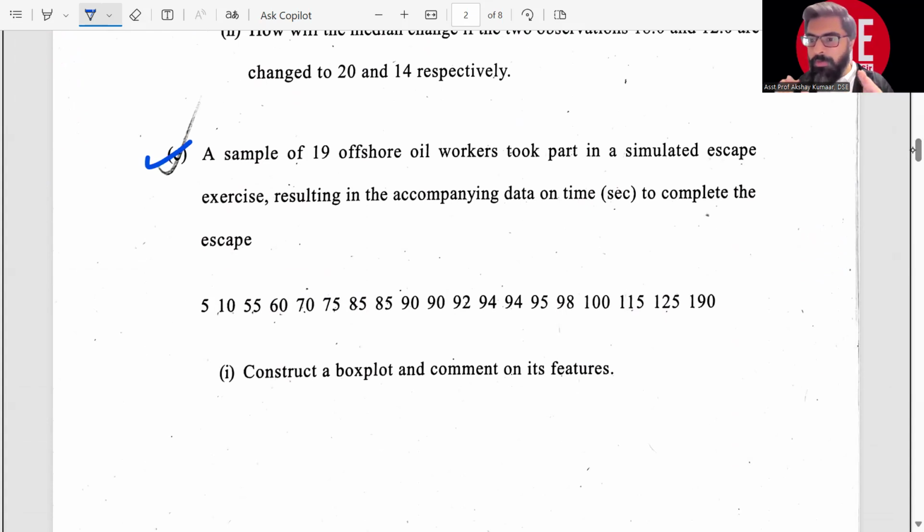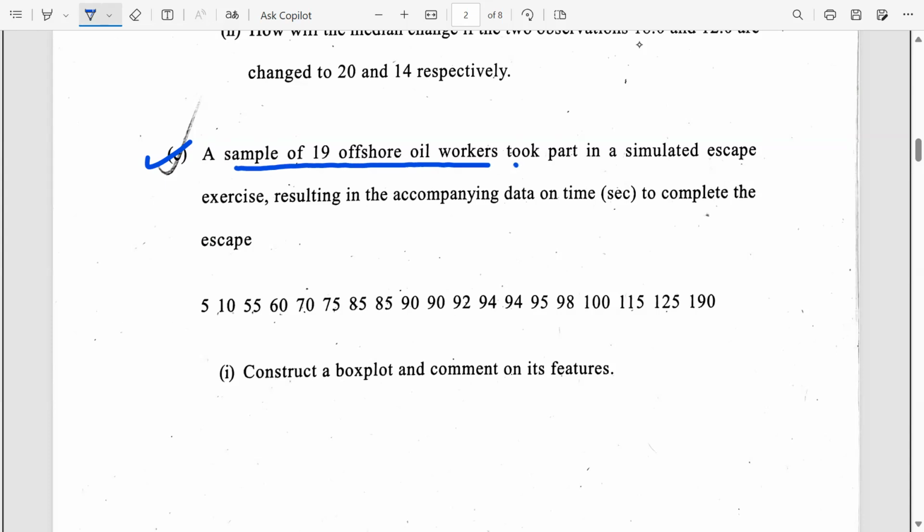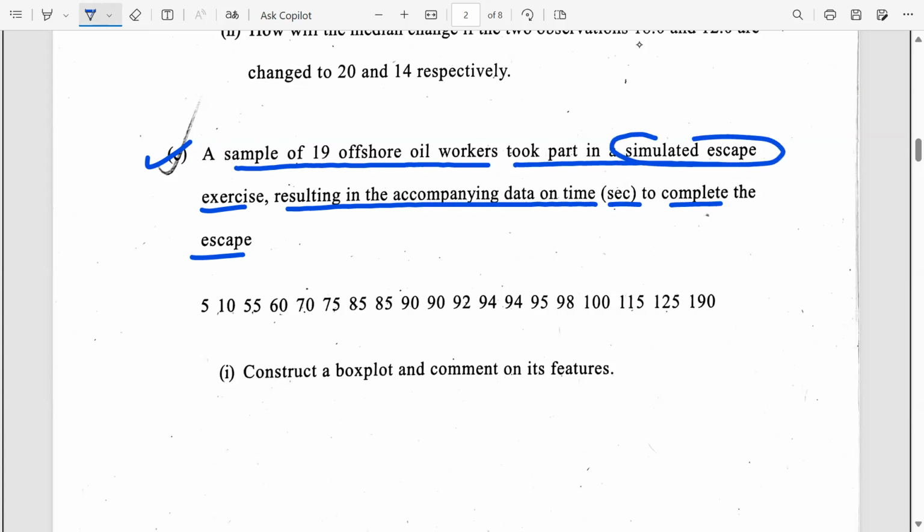So first of all, I hope all students can see question 1 part C on your screens. Let's quickly start the discussion of this problem. So let's read part C. Question 1 part C. A sample of 19 offshore oil workers took part in a simulated escape exercise, resulting in the accompanying data on time measured in seconds to complete the escape. So we are given the simulated escape exercise time in seconds, and this is the data.